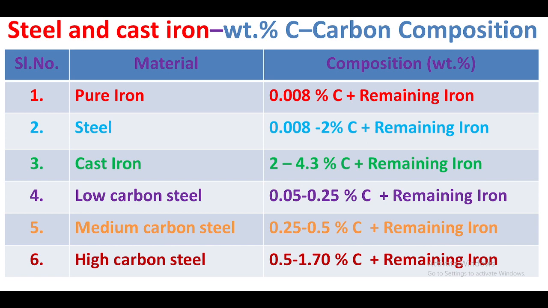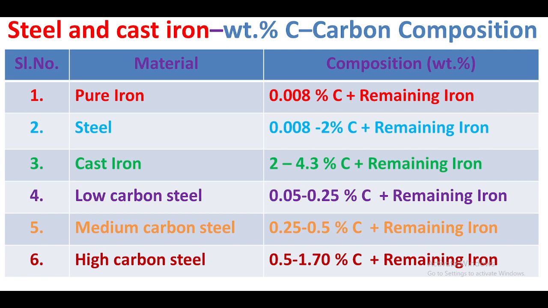In steel, the carbon content varies from 0.008 to 2% of carbon, plus remaining is iron. Next is cast iron. Cast iron's carbon range is 2 to 4.3% of carbon, plus remaining is iron.